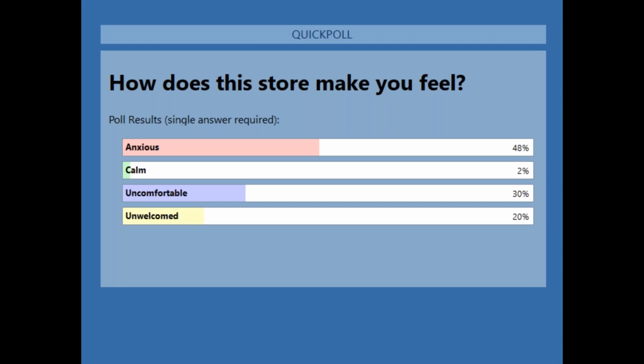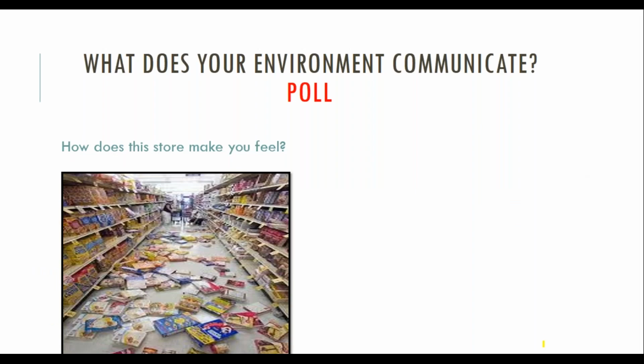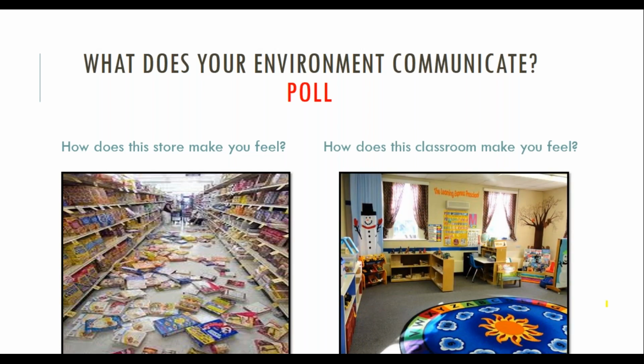Now we're going to move on. So we're going to close up our results. We're going to hide the poll again. There we go. And then we are going to ask you, our next question is, how does this classroom make you feel? So I'm going to show you a picture of a classroom. Give you a couple of seconds to take that in, look at the details. Think about how that makes you feel.